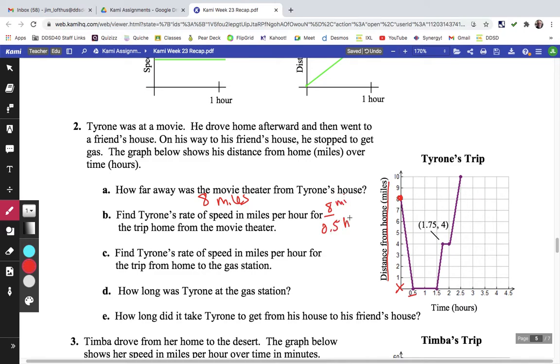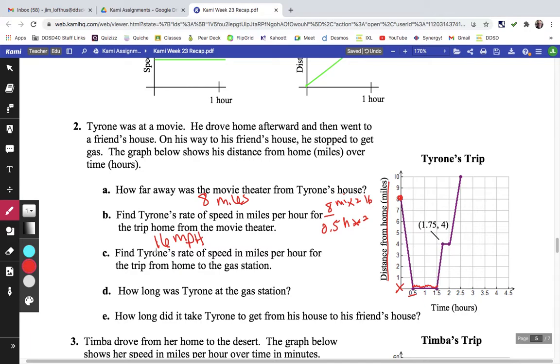And we can divide by 0.5 or multiply by 2. We get the same results. We'll just double this and get to 16. So he went at 16 miles per hour to get home. He was at home for 1 hour, not doing anything, maybe getting ready to go. It's not really in the question here.